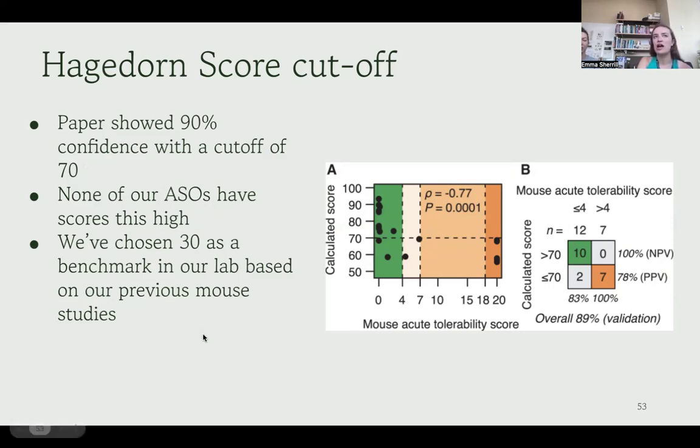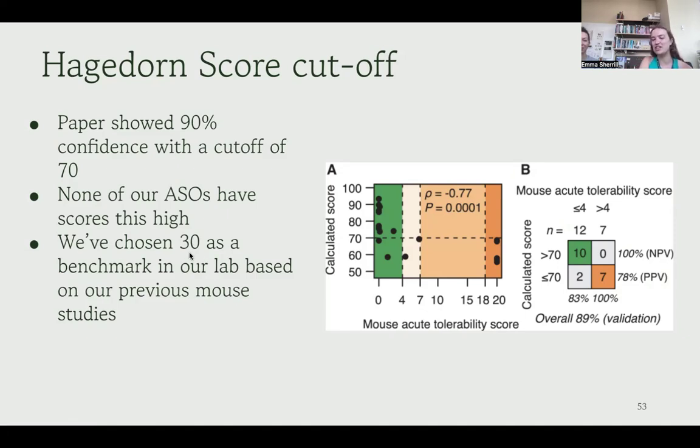So we have thought about a score of 30 as a general benchmark based on some of the previous mouse studies that we've done and some of the results that we've gotten back. If an ASO is floating around 30, we think that it has a decent chance of being tolerated. If it's significantly lower than 30, we might be a bit more worried about its toxicity. So this is by no means a strict benchmark.